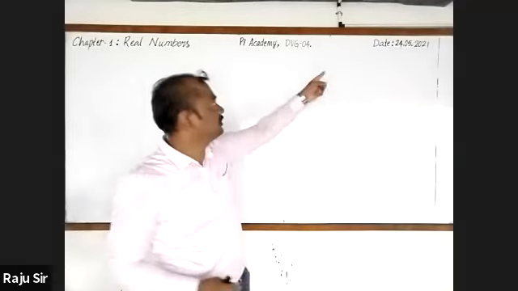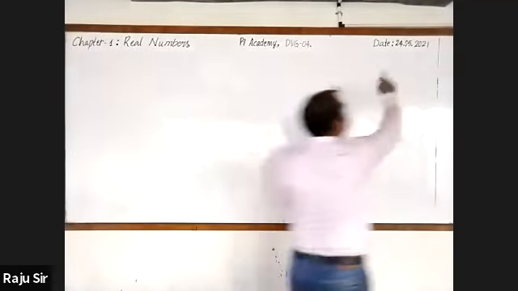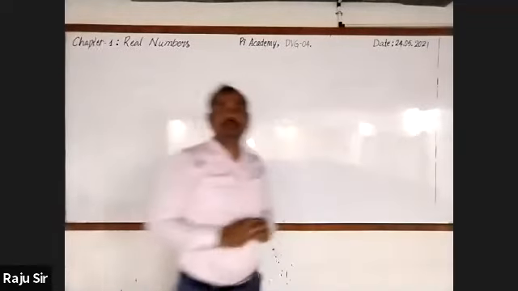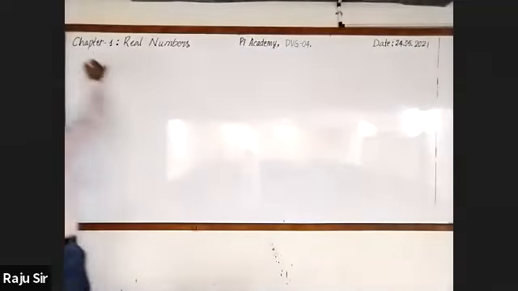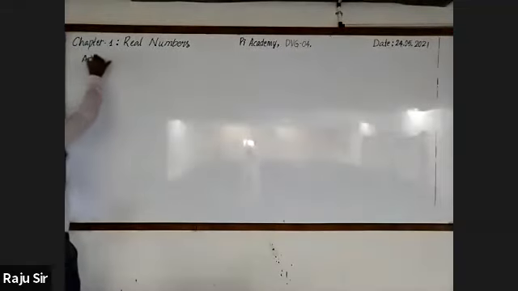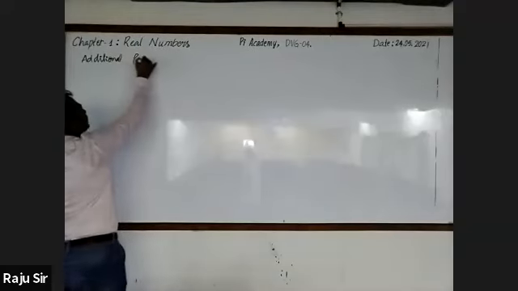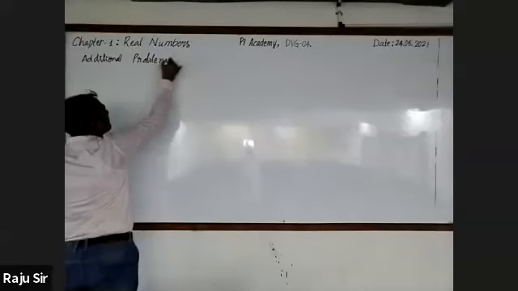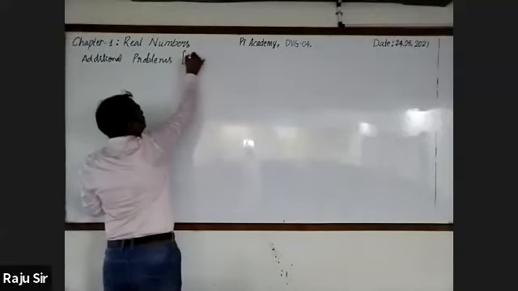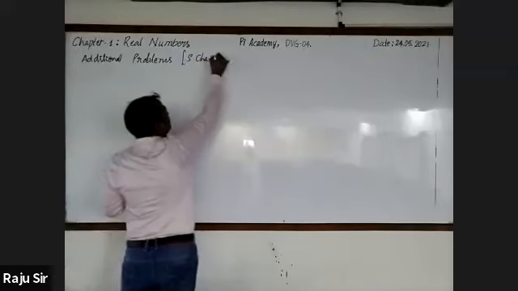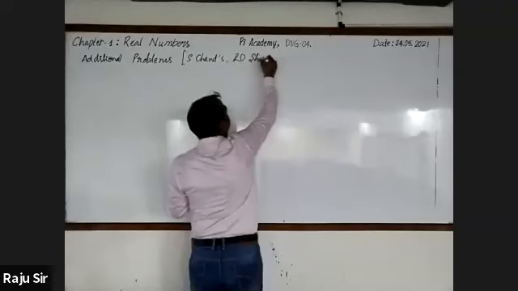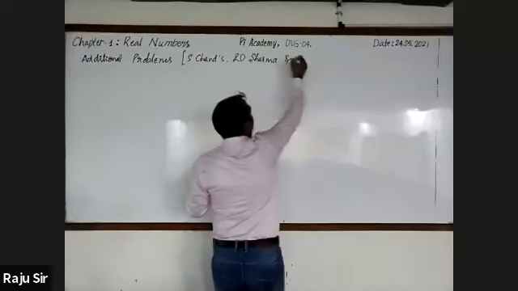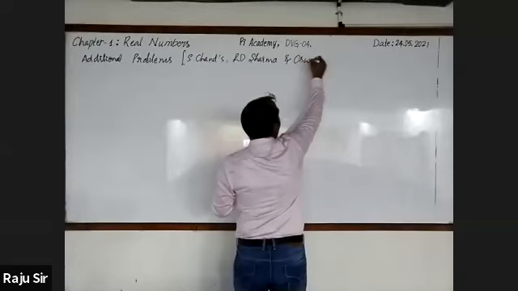Please do write today's date. It is 24/5/2021. Now write the side heading: Additional problems. In bracket you may write S. Chand, R.D. Sharma and Oswal.